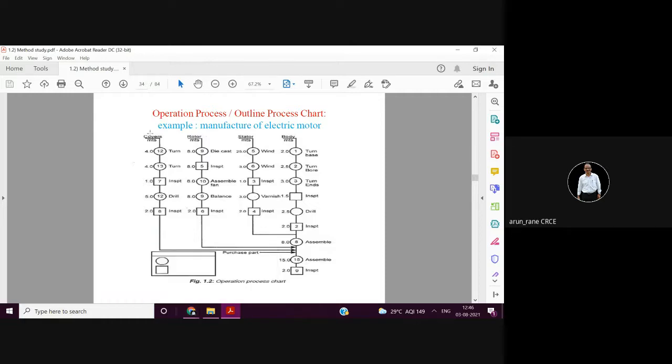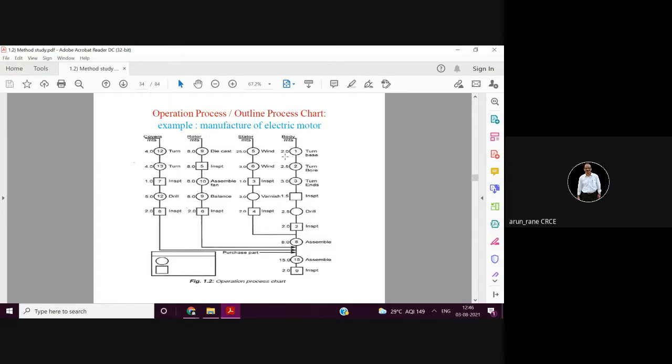Looking at this outline process chart, you will come to know what are the different components. This is an example of electric motors. We are not considering hardware. There can be bearings, gaskets, nuts, bolts, studs, then circlips, that we are not considering. Major components like covers, rotor, stator, body. These are the components we are considering here.